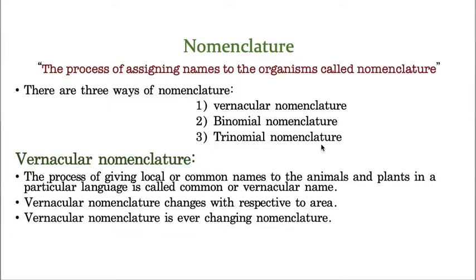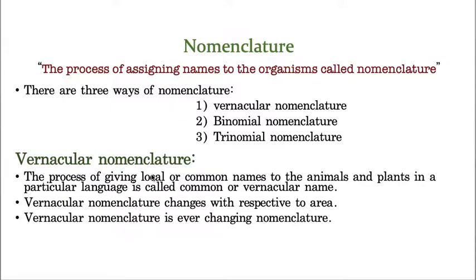Now let us start reading one after another. The first one is vernacular nomenclature. Giving local or common names to either an animal or a plant is called vernacular nomenclature. For example, in English we say dog, and in the local language we call it kutta. For example, snake is there, we call it sap. That means we are giving local names to identify the organisms.